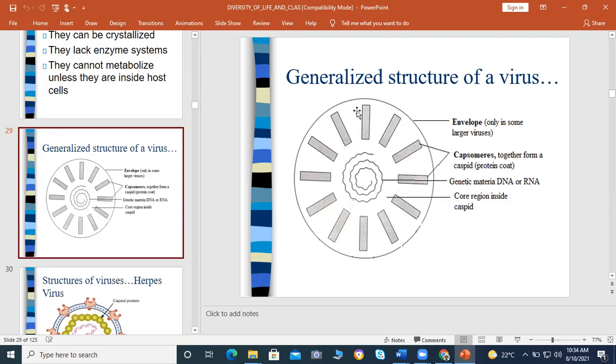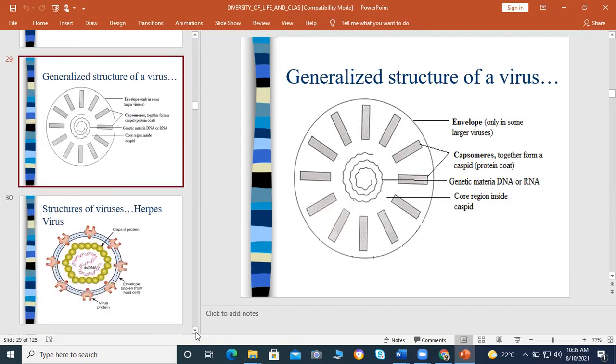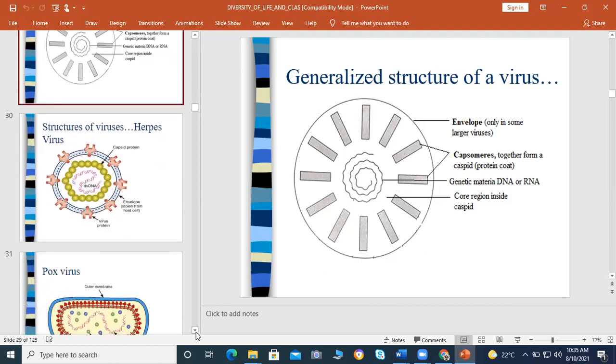So it has a simple outer layer called an envelope. And then it has a capsomere, which is a protein coat. Sometimes they collectively form the capsid. And then we have the genetic material, which is either the DNA or an RNA. That is the generalized structure of a virus. But we are going to look at specific viruses, some few examples, and then we can continue.